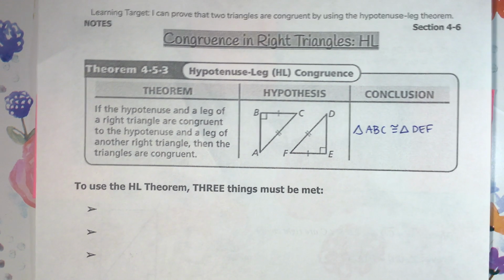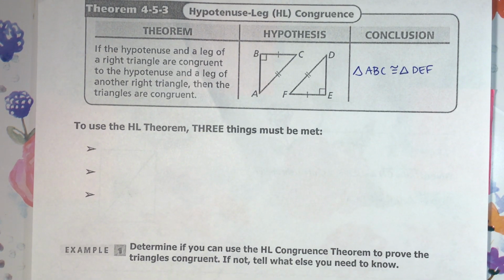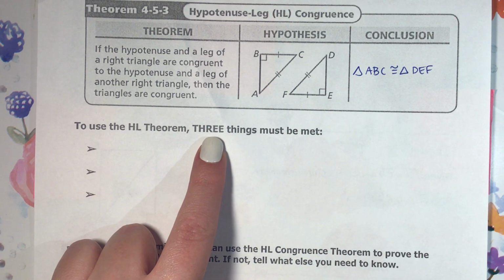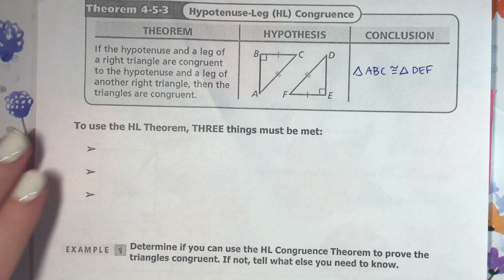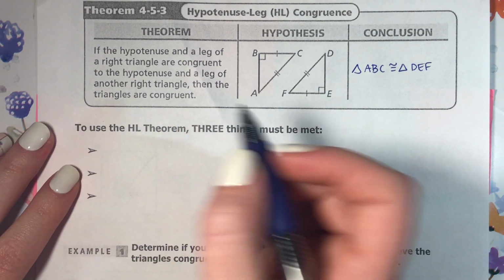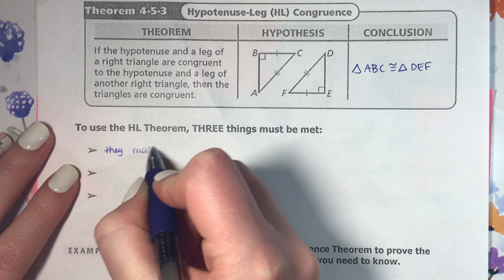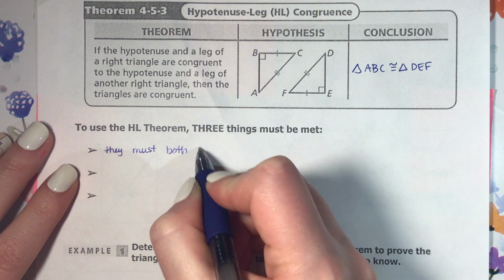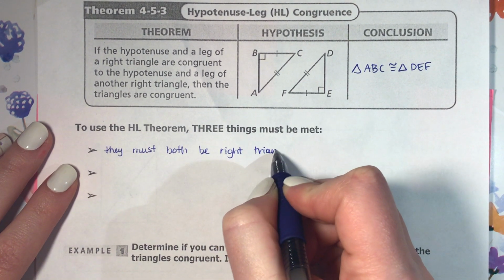Now, if you want to use the hypotenuse leg theorem, or HL theorem for short, you need to have three things in order for this to work. First of all, you have to have right triangles. You can't do this with an obtuse triangle or something like that. So they must both be right triangles.